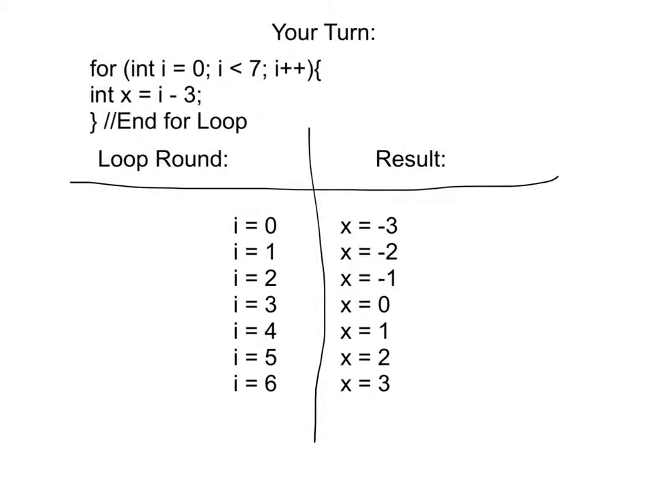And here are the results of the entire loop running through. Yes, you can have negative numbers as a result. So when I is 0, I minus 3 equals negative 3. The loop progresses through because I increases by 1 each time, thus increasing the value of x by 1 each time as well, just from how the equation is set up.